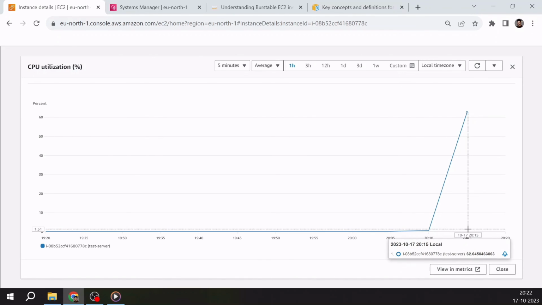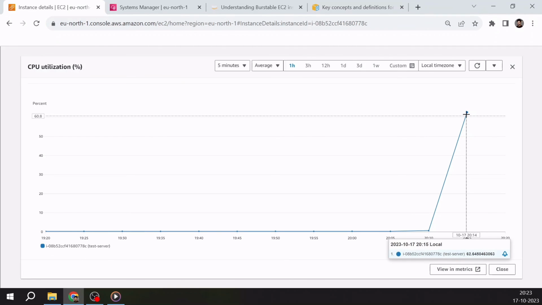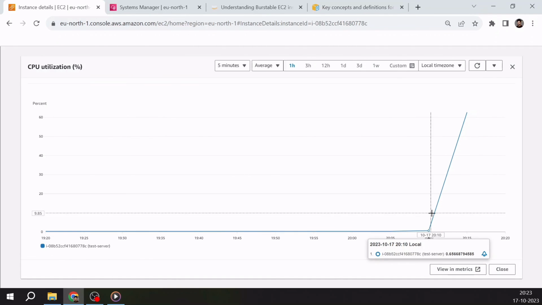8:15 it reached 62%. The reason for 62% is that we are using average and we ran it for only 3 minutes. Basically it was running at 100% CPU utilization, but for the remaining 2 minutes we did not run it, so that's why it comes to around 62%. This is how the CPU utilization increased.